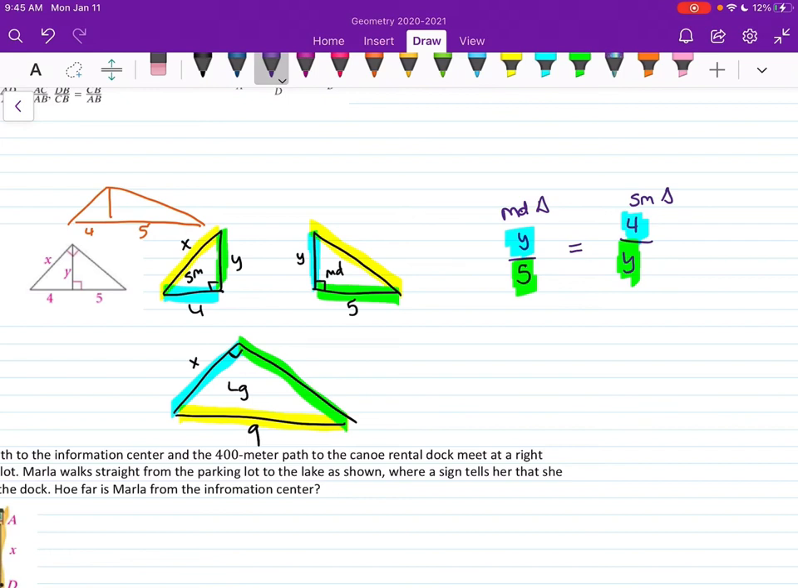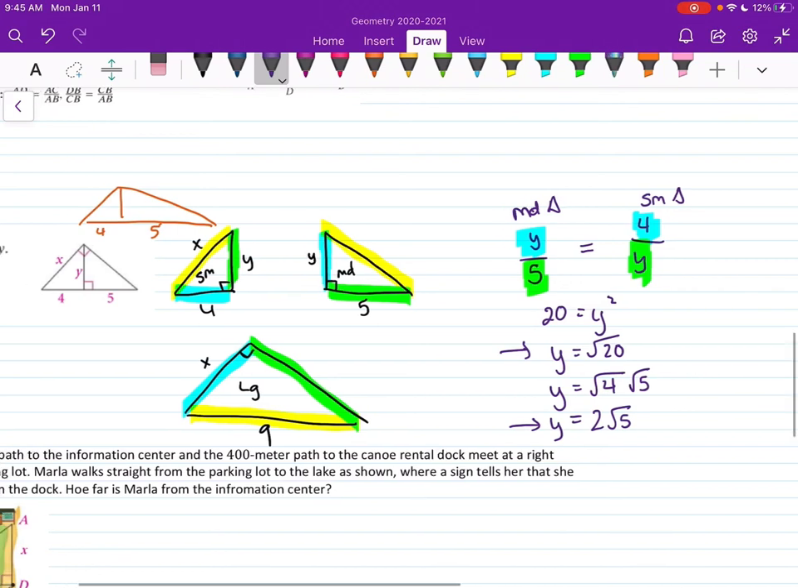So I'm going to say 5 times 4 is 20 equals y squared. So then I get y equals the square root of 20. Or I can divide that back up into square root of 4 times square root of 5, and then I get 2 root 5. I am okay with either square root of 20 or 2 root 5 as your answer. Okay? Now let's solve for x.